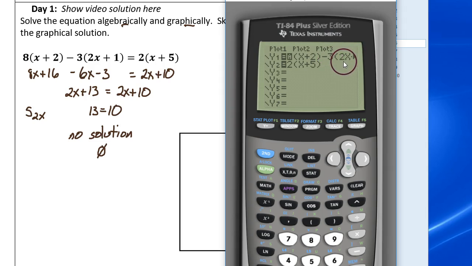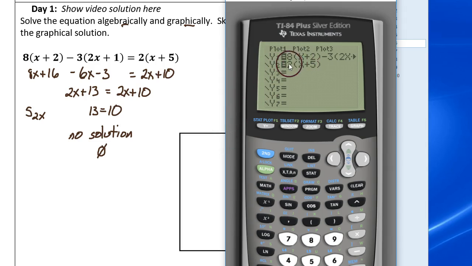You want to type in the left-hand side of the original equation, not something that you figured out later on as you were doing algebra steps. Because what if you made some mistake as you were doing those algebra steps? Then you're just going to repeat that mistake on your calculator. So always go back to the original form when you're using your graphing calculator.